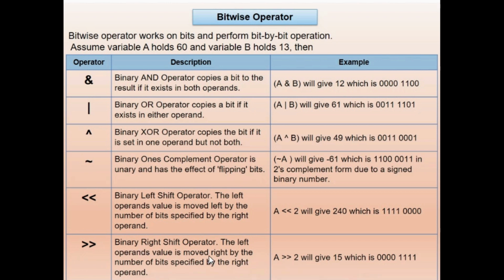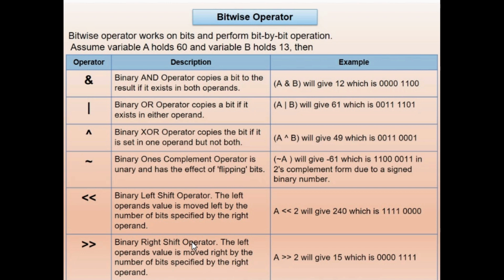Next operator is binary right shift operator. The left operand value is moved right by the number of bits specified by the right operand. A right shift by 2 will give a result of 15, which is converted into binary format as 00001111.